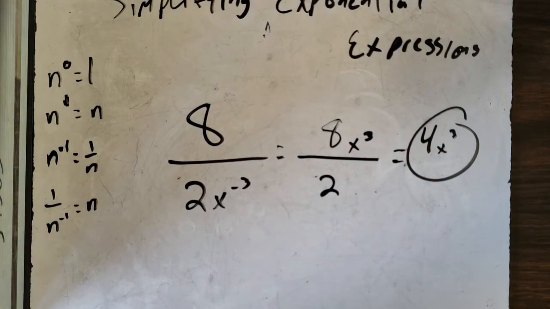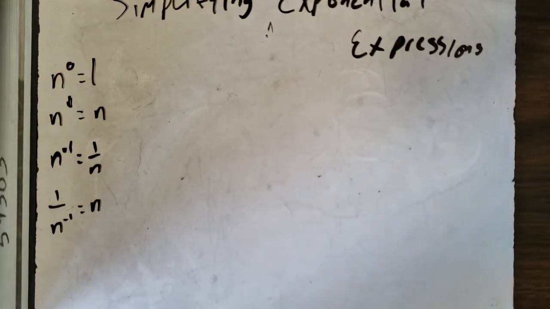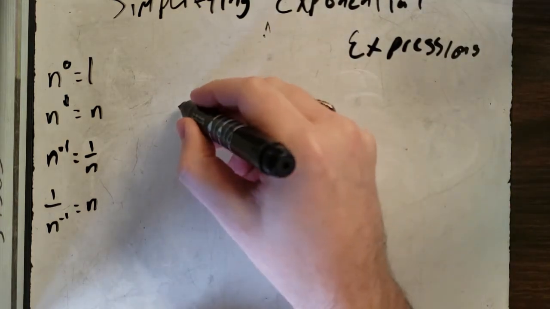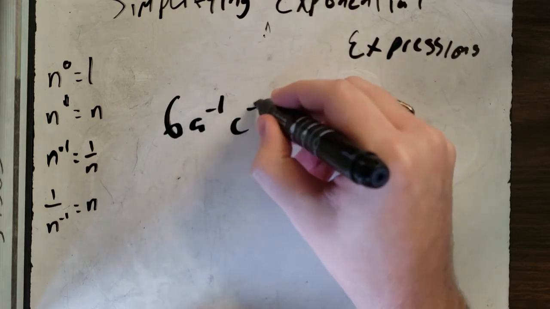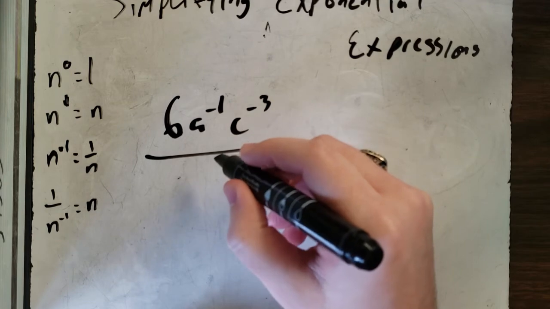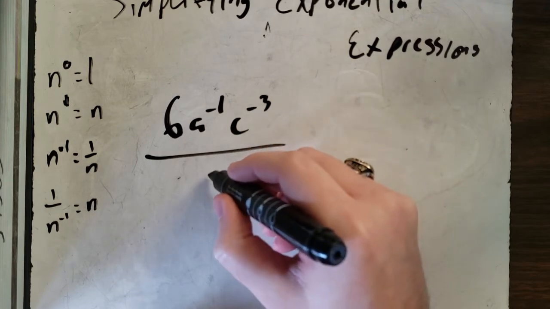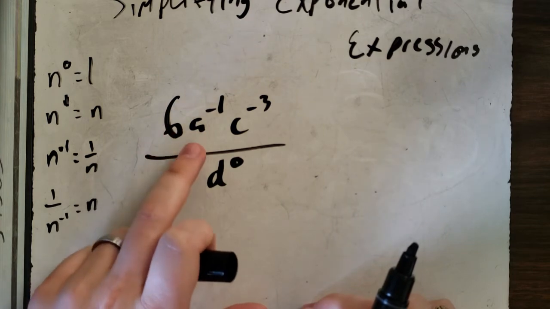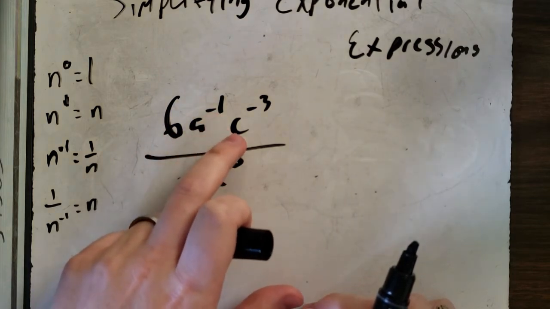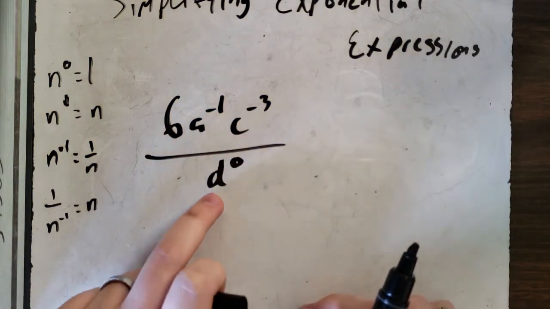Let's do one more. I just want to make sure you guys get this. Okay. 6a to the negative 1, c to the negative 3 over d to the 0. Okay, so let's look at all we have. Okay, break it up. We have a 6, we have an a to a negative 1, c to negative 3, and on the bottom we have a d to the 0.